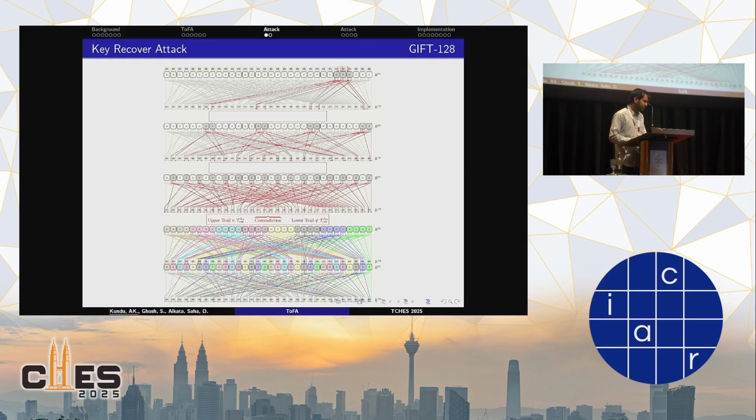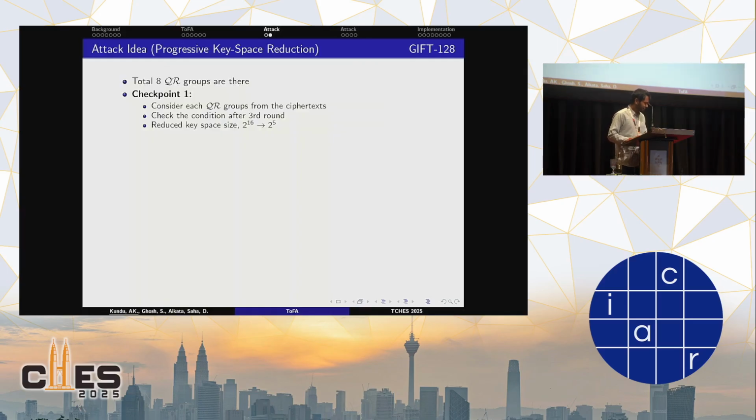But here we have used a combination technique of QR groups, which I will explain in the following. After all QR groups are recovered, we have checked the condition in the intermediate rounds also, and checked which possible keys satisfy all the conditions in the intermediate rounds. There are a total of 8 QR groups. So at checkpoint 1, we have guessed all the possible QR groups, and we have reduced the key space.